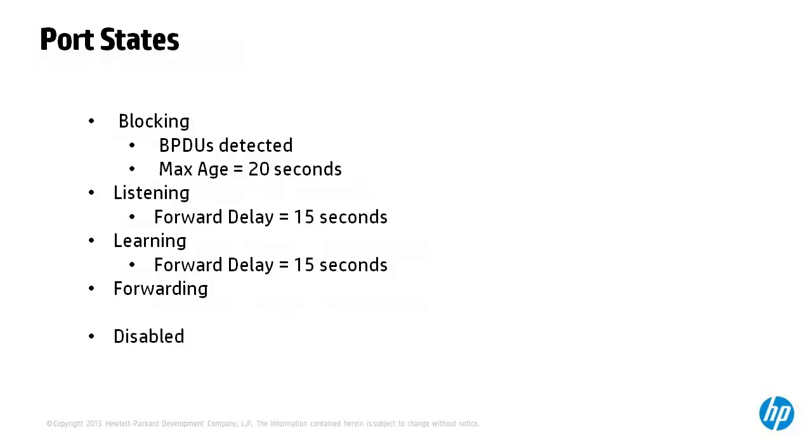Another state to be aware of is the disabled state. This is where an administrator has manually shut down an interface on a switch. Because the port is shut down, no traffic is transmitted or received. This is known as the disabled state in spanning tree. The port is thus disabled or shut down.